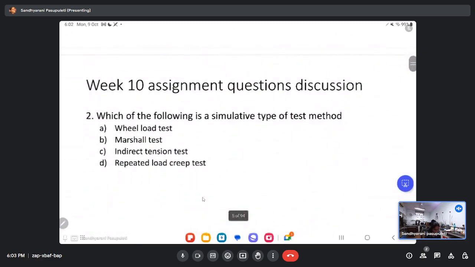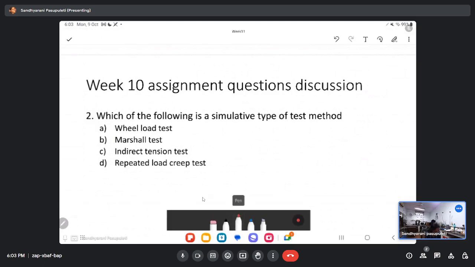In the second question, which of the following is a simulative type of test method? Now, in order to understand the performance of the asphalt mixtures, we have fundamental and simulative type of test methods, and also we have empirical type of test methods. As we all know, the Marshall test is an empirical type of test method. So the Marshall test is not an option, and also the indirect tension test. So the wheel load test and repeated load creep test are the similar type of test method.